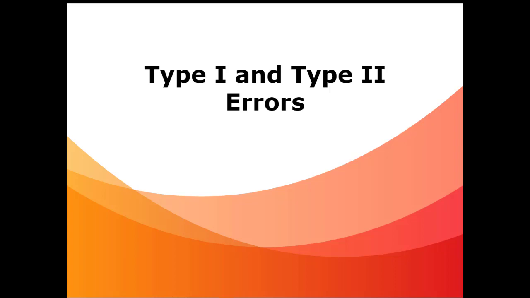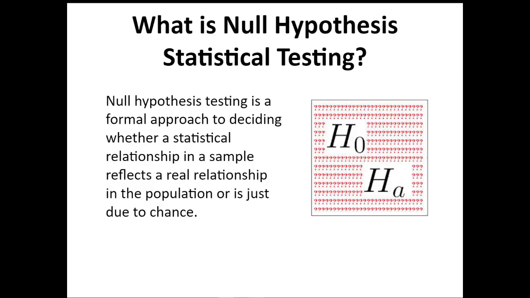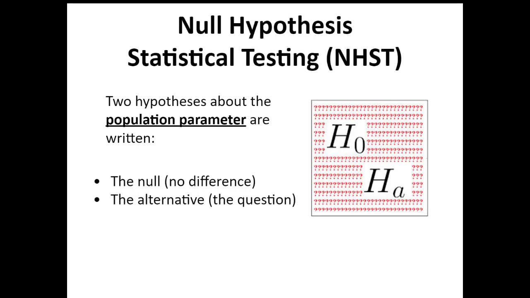But the best part is we will start discussing type 1 and type 2 errors. Yay! In the last video, we started discussing null hypothesis statistical testing. Null hypothesis statistical testing is a formal approach to decide whether or not a statistical relationship in a sample actually reflects the truth in the population, or if it's just due to random chance.